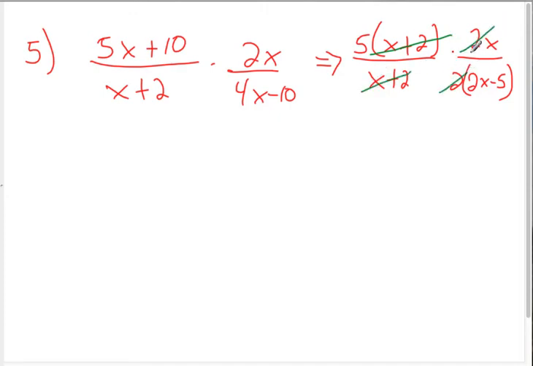This 2 can go with that 2, because remember, this is now a factor, whereas this 2 is not. So I cannot factor this 2 and that 2, or this 5 and that 5 for that matter. And it looks like we're done, because only a 5 is left on the top and only 2x minus 5 on the bottom. So the final answer is 5. Oh, wait, here's an x. So 5x over 2x minus 5.